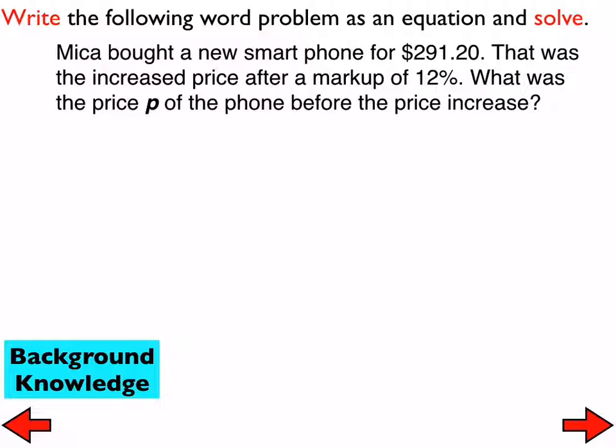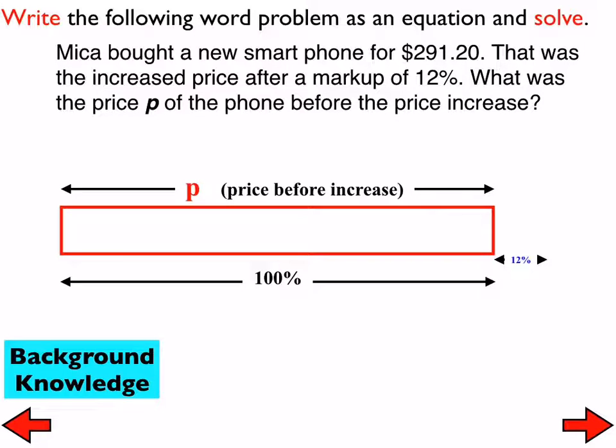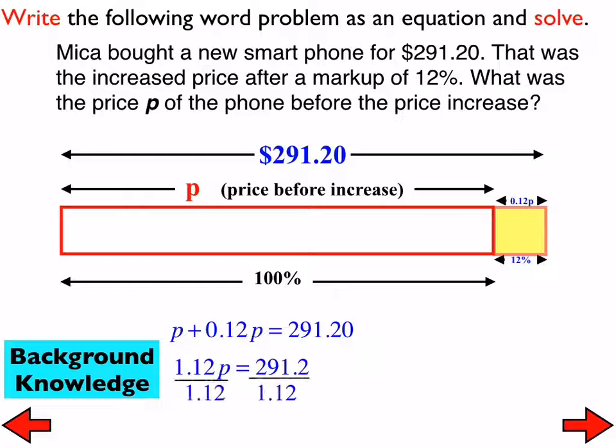Here is a problem we talked about yesterday, where we have a person buying a smartphone for $291.20. That was the increased price after a markup of 12%. We talked about it in terms of a tape diagram as a way of modeling the situation where we don't know the price, but we do know that after an increase or markup of 12%, the cost of that item was $291.20. We used that as the very beginning of trying to figure out how to set up an equation for that situation.